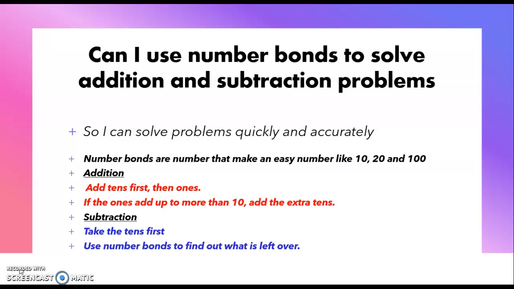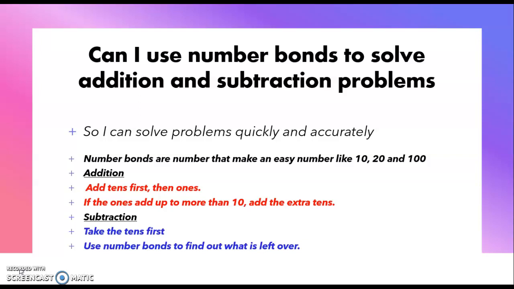So remember, number bonds are numbers that make an easy number like 10, 20 and 100, because when we are adding and subtracting, we need to be thinking, right, let's make this as easy for ourselves as possible. So let's make a 10, let's make a 20, let's make 100. Because when we add 100 add something or 10 add something, it's much easier for ourselves.